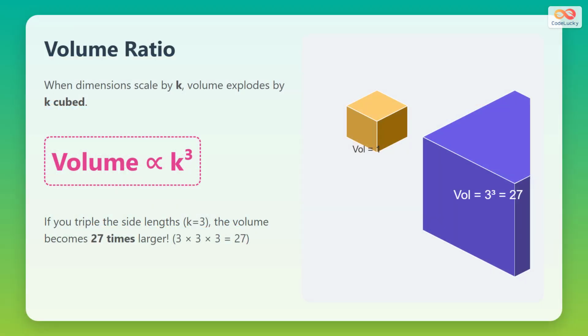Volume grows even faster. If the linear dimensions scale by k, the volume scales by k cubed. Think about the cubes on the screen. If we triple the side length, we are not just making it 3 times bigger. We are making it 3 times wider, 3 times taller, and 3 times deeper. 3 times 3 times 3 equals 27. The volume explodes.